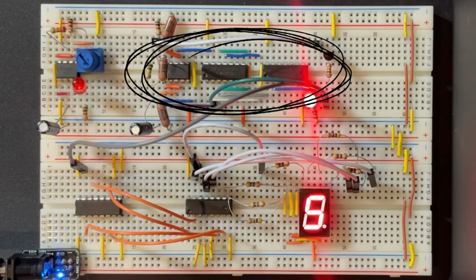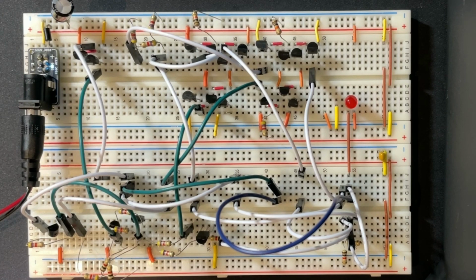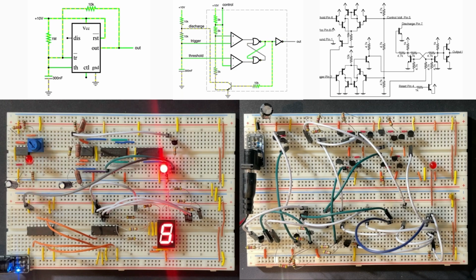Next, we replicate the 555 timer using an LM358 dual op-amp, NOR gates, and inverters. Finally, we push the boundaries further by constructing a 555 timer out of transistors. Together, these three circuits provide a layered understanding of how the 555 timer generates its signature square wave output.